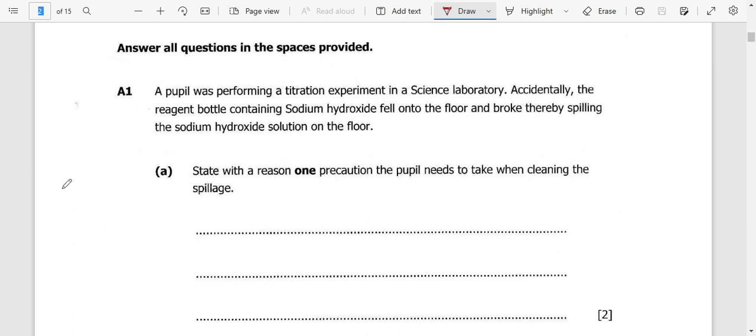Now, remember, you've broken something that contains sodium hydroxide. Now you want to clean. So state one precaution that you need to take when cleaning. What should you do when cleaning the spillage that contains sodium hydroxide? From what you think?